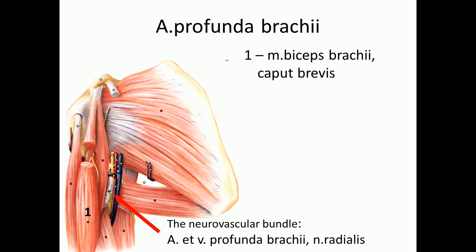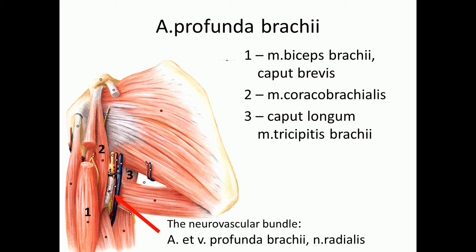And we shall remember the main muscles in this scheme. Number 1, biceps brachii, caput breve. Number 2, musculus coracobrachialis. Number 3 is caput longum musculi tricipitis brachii. Number 4 is musculus brachialis. Here it is, number 4.